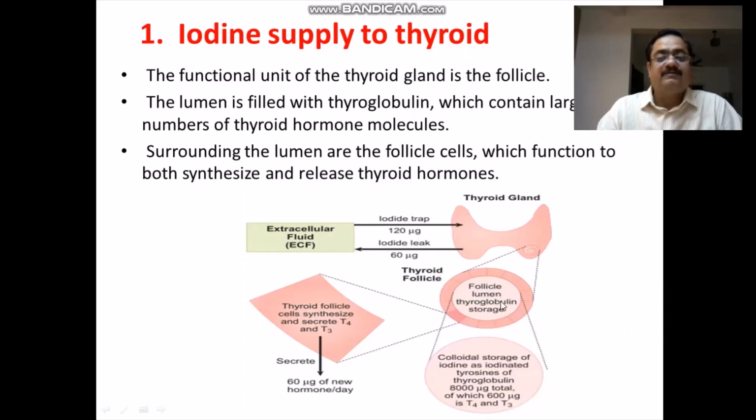Follicle of the thyroid gland is the basic functional unit. The lumen of this follicle is filled with the thyroglobulin, which contains a large amount of thyroid hormone molecules. Surrounding this lumen, you will have the follicular cells. They function as a synthesizer as well as the reliever of the thyroid hormone.